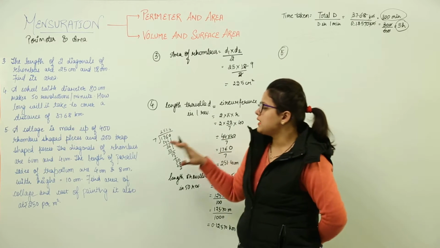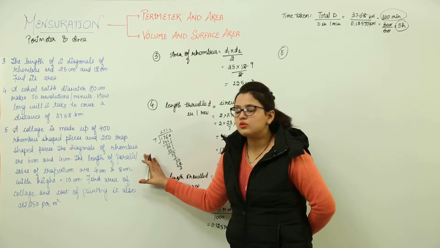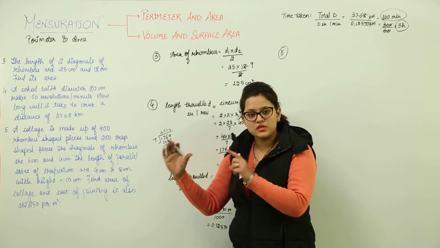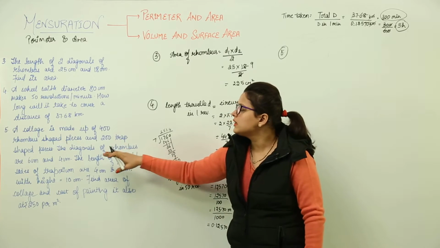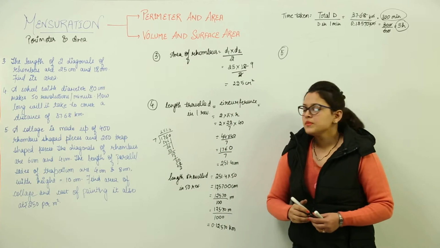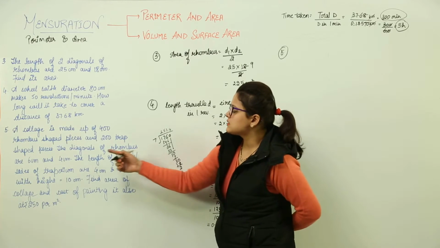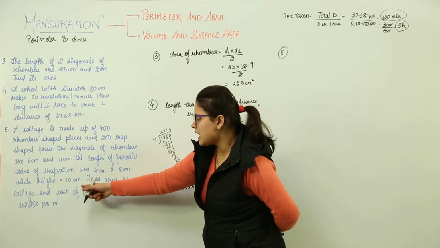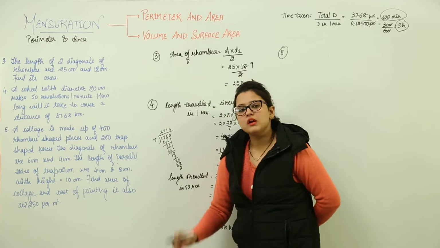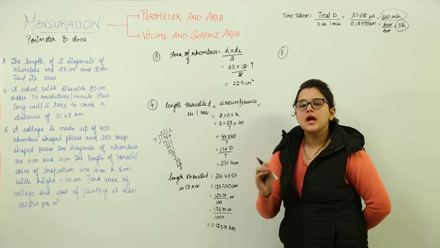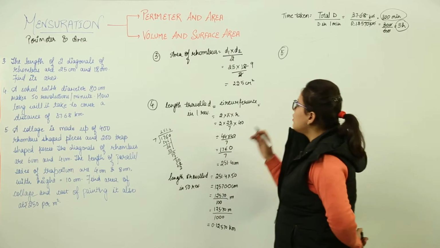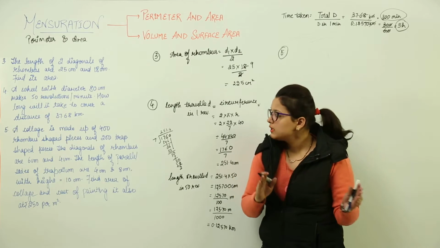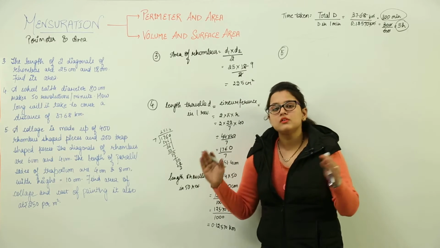A collage is made up of 400 rhombus shaped pieces. So we have 400 rhombus shapes and 200 trapezium shapes. Now the diagonals of the rhombus are given, and the lengths of the parallel sides with the height are given. What we have to find? We have to find the area of the collage and the cost of painting it.